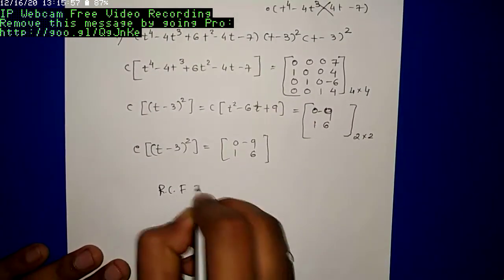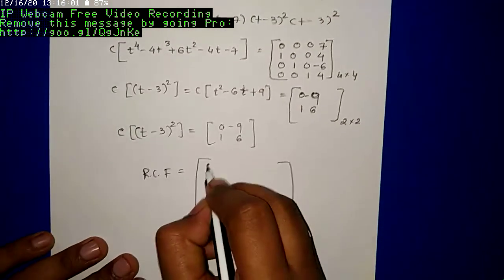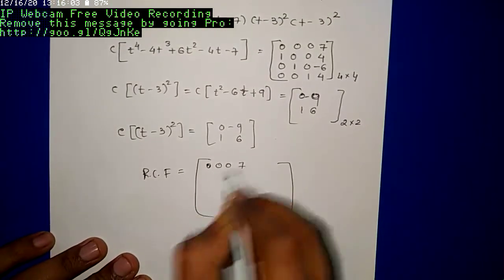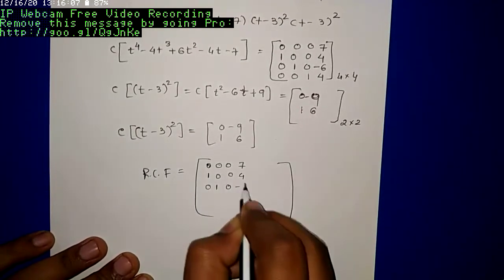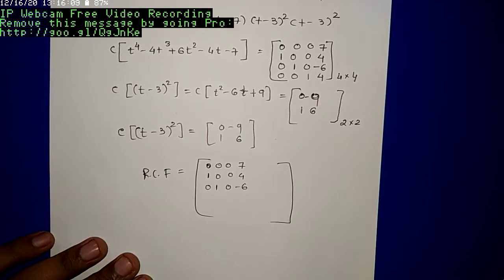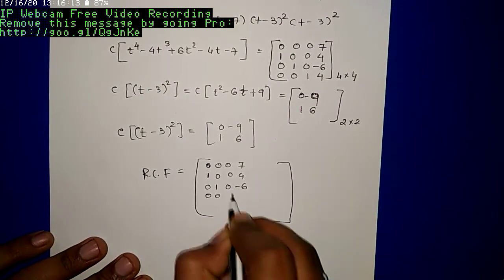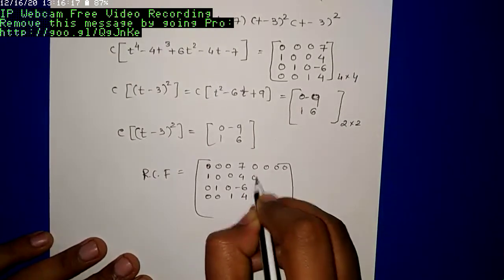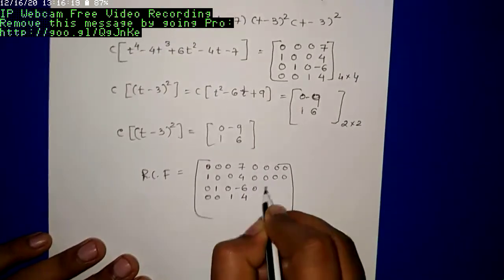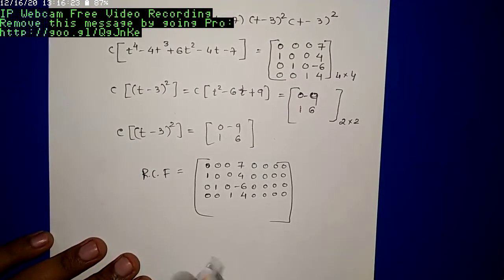What is the RCF? 0 0 0 7 1 0 0 4 0 1 0 minus 6 and 0 0 1 4. All other entries are 0. It is 8 cross 8, so we need to write 4 entries. Okay, now what is the next entry?